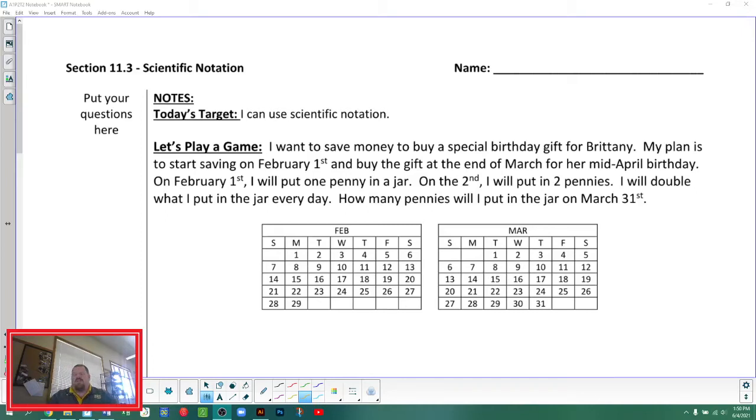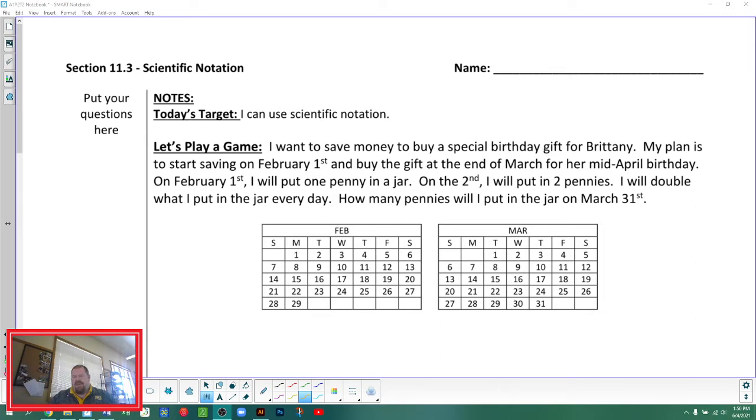Hello and welcome to the section 11.3 lecture today for Algebra 1 Part 2. Today we're going to be talking about scientific notation, writing numbers in scientific notation, writing numbers in standard notation from scientific, and even some plus, minus, times, divide types of problems.